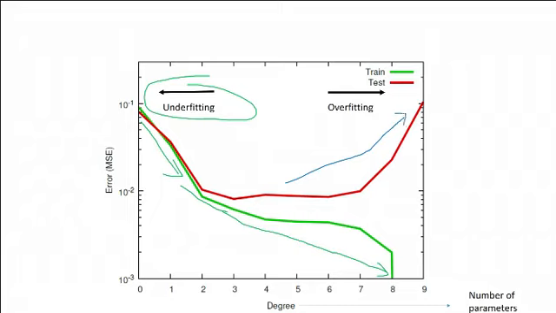And how is that representative? My testing error is increasing. Sorry, my training error is decreasing, and my testing error is increasing. So what is testing error? Testing error is error on samples which we have not seen before.